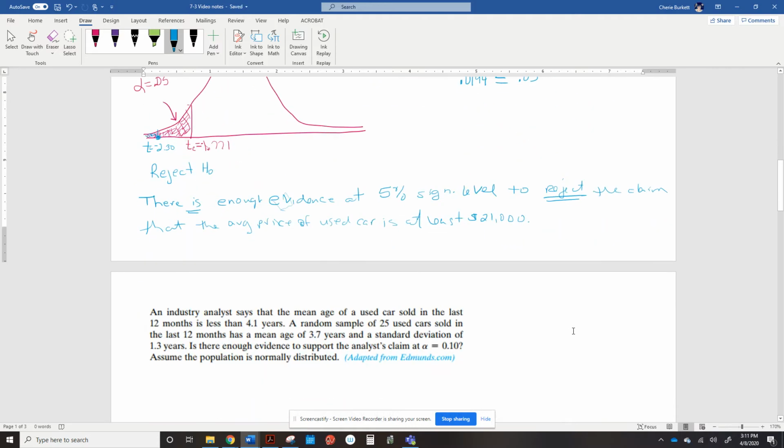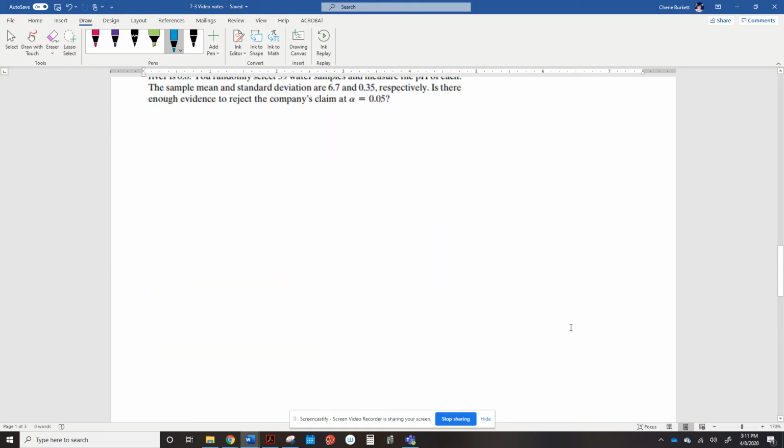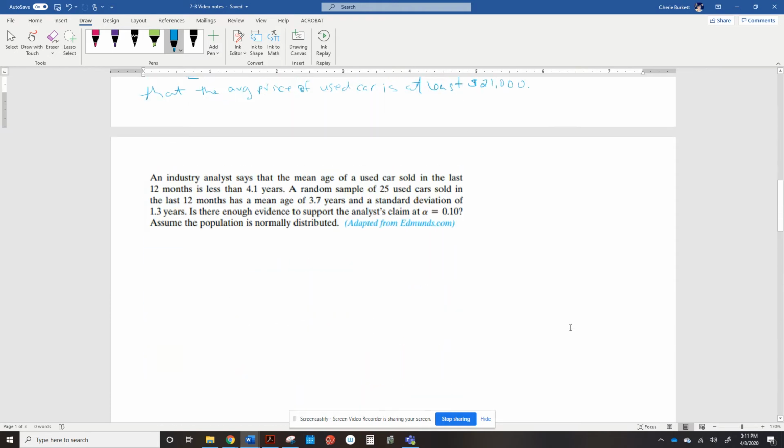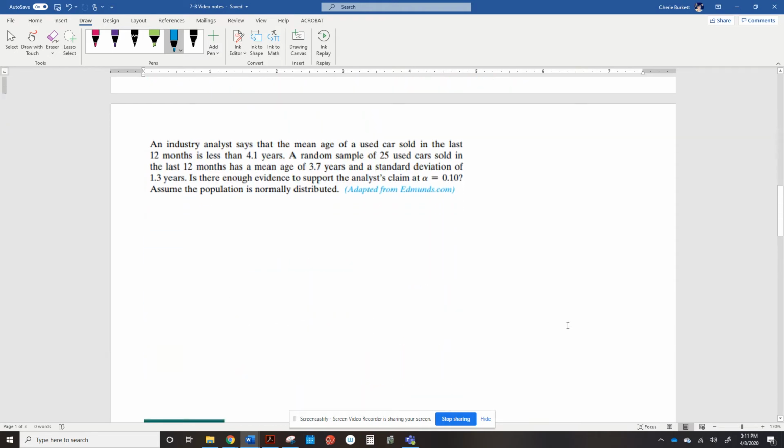Okay, so there's that one. I think I've got time in here. I don't remember what time I started this, but I'm going to go ahead and start this one. An industry analyst says that the mean age of a used car, so here's the claim, the mean age of a used car sold in the last 12 months is less than 4.1 years. I hate it when my fours close.